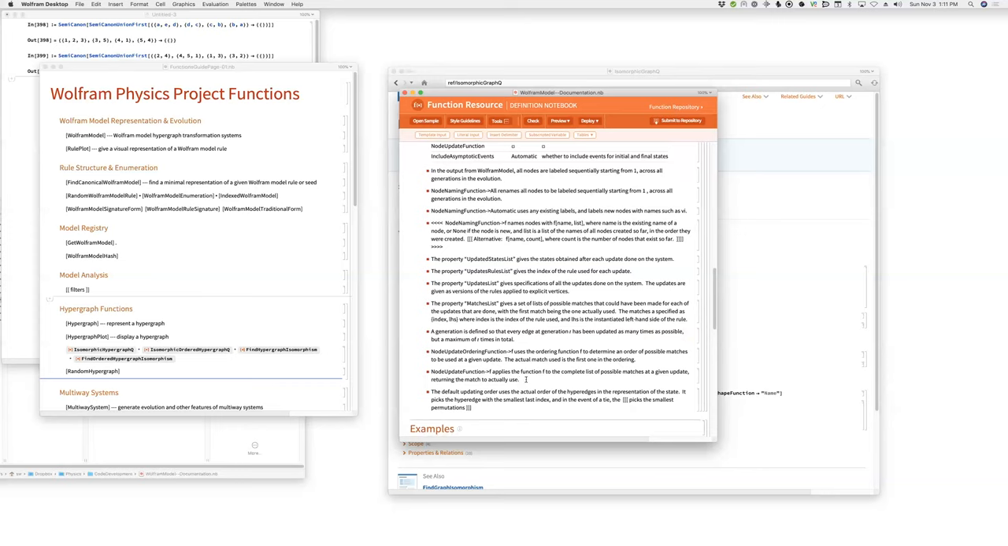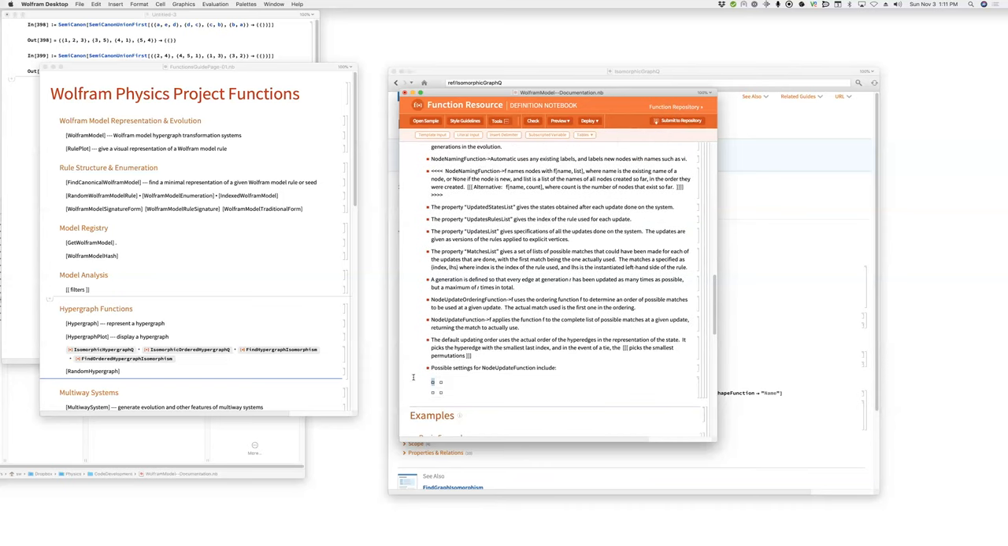Okay. I mean, there are subtleties to it. Possible settings for node update function include, well, it should really be a list of sorting functions. And right now it's least recent first, then permutation. Hold on. So the first thing we have is least recent first. And then what's another one? Then permutation. What does that mean? Well, if we have the same subset of expressions, it picks the smallest permutation of those.